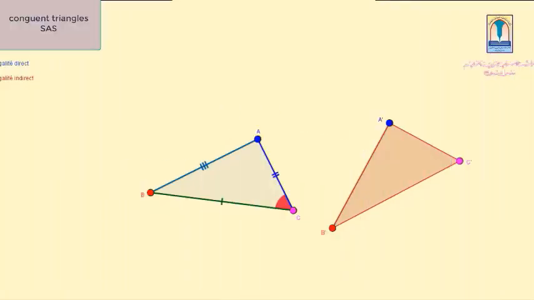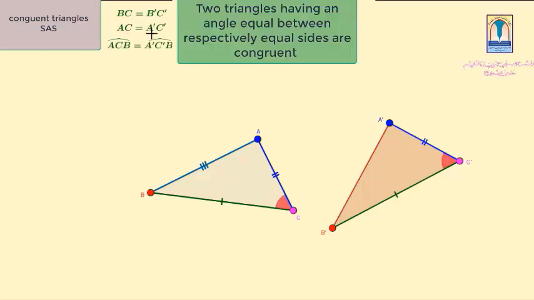As you see, we have two triangles ABC and A'B'C'. We need to prove them congruent by the method SAS. We will first notice the given that we have in front of us in these two figures. We have side BC is equal to side B'C'. Side AC is equal to side A'C'. Angle ACB is equal to angle A'C'B'.